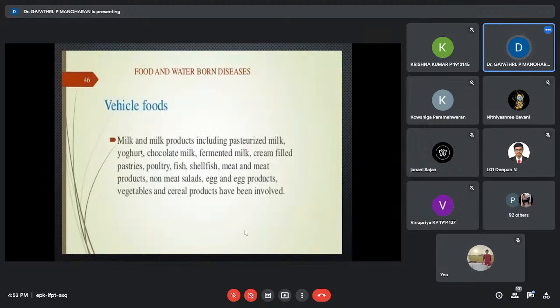Okay, so என்னென்ன ஃபுட் எல்லாம் நம்ம எடுத்தா this food intoxication நடக்கும்னு பாத்தீங்கன்னா, milk and milk products including pasteurized milk. அதாவது நமக்கு பேக்கெட் ஆகி வர எல்லா மில்க்குமே ஒரு ப்ராசஸ் நடந்து வரும், that process is called pasteurization. Yogurt, chocolate milk, fermented milk, cream filled pastries, poultry, fish, shellfish, meat and meat products, meat salads, egg and egg products, vegetables and cereal products have been involved. எக்ஸாக்ட்லி சொல்லணும்னா எதெல்லாம் நம்ம ராவா எடுத்துக்கிறோமோ அந்த ரா எல்லாமே is a vehicle for this type of intoxication.